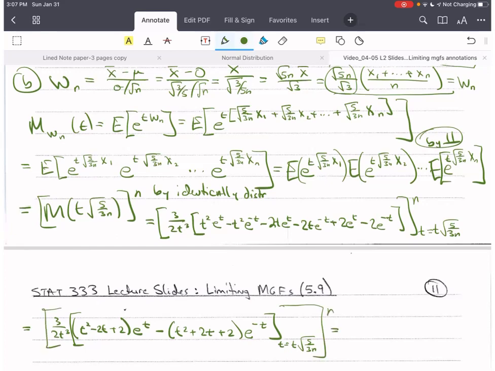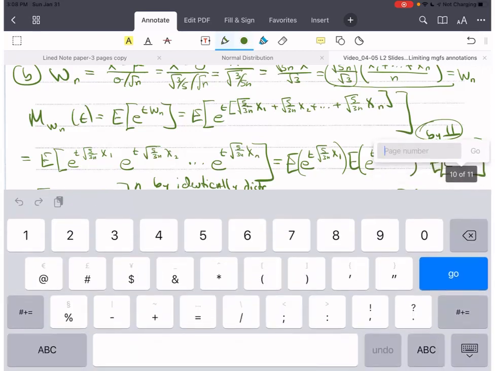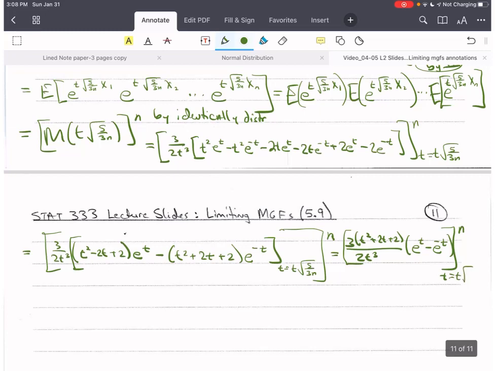And so this can be simplified as we're just factoring out. I can write this as 3 over 2t cubed times t squared plus 2t plus 2, and then e to the t minus e to the negative t, all to the n, where t is equal to t square root of 5 over 3n. All right.